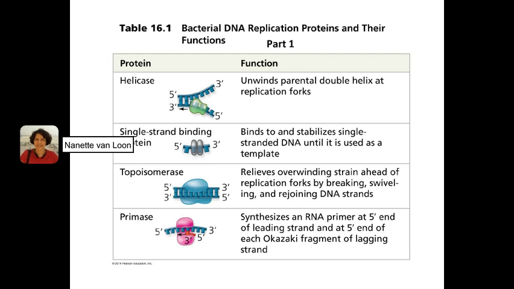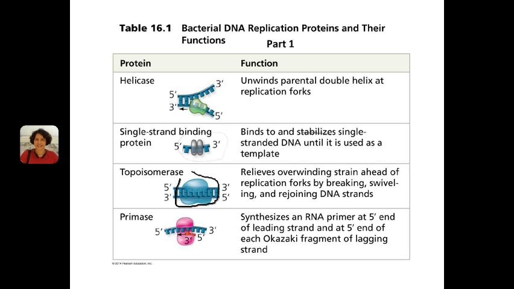Table 16.1 very helpfully summarizes all of the enzymes that are used during DNA replication. We see helicase. Helicase unwinds the double helix at the replication fork. It actually makes the replication fork as it moves along. Single-strand binding proteins will stabilize the single-stranded DNA so that it can be replicated and the two parent strands don't come back together prematurely.